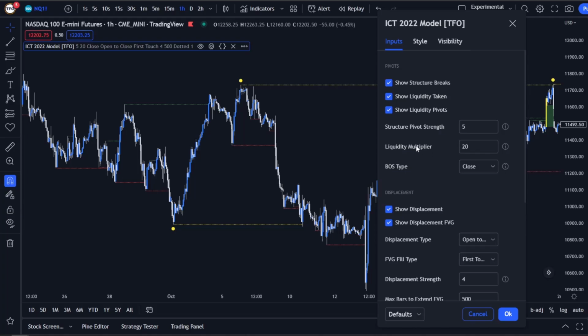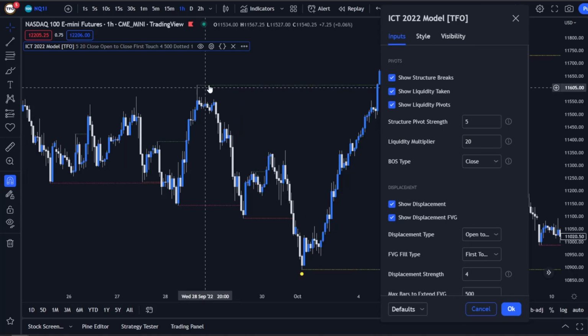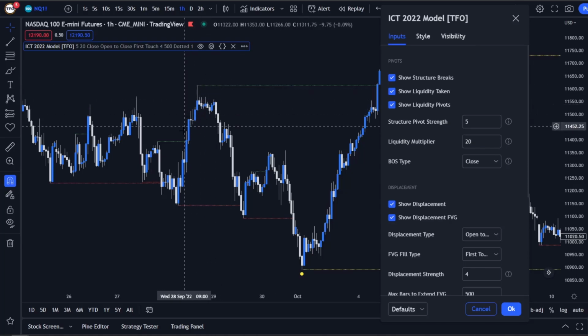To go into that a little more, this structure pivot strength is basically checking which pivots are going to be considered major structure points. It determines what swing highs and swing lows are being considered as valid structure points, where if price breaks those, we see a break in structure or a market structure shift. So for example, this candle right here, we have a structure pivot strength of 5. This is being considered a valid swing high because it is higher than the 5 bars to the right of it and the 5 bars to the left of it.